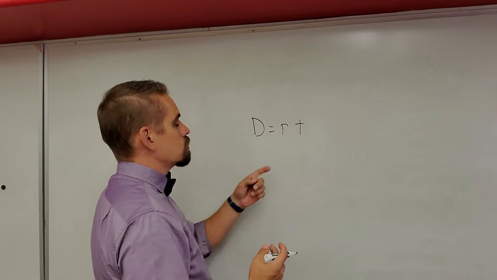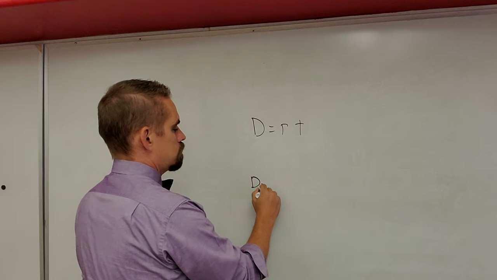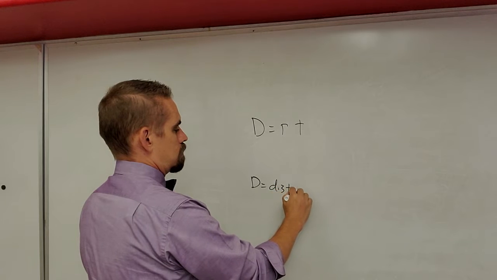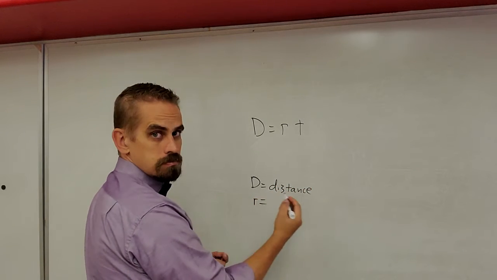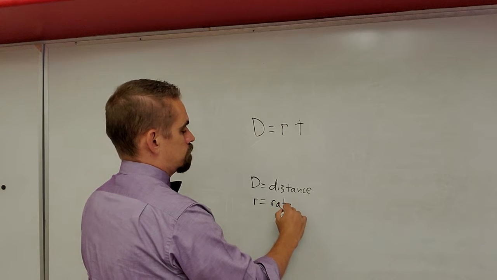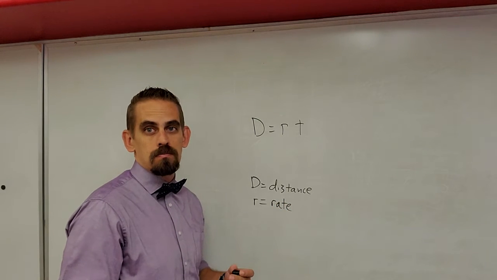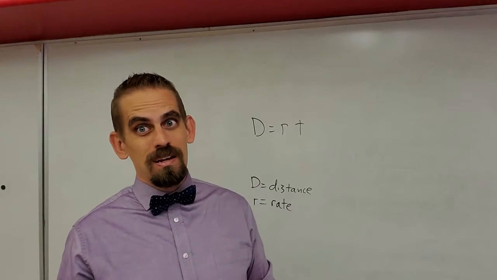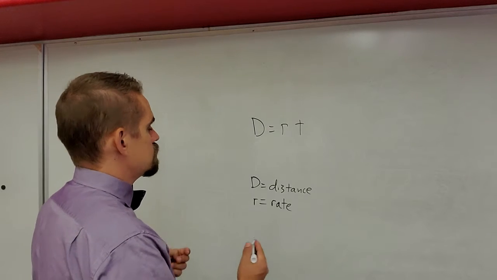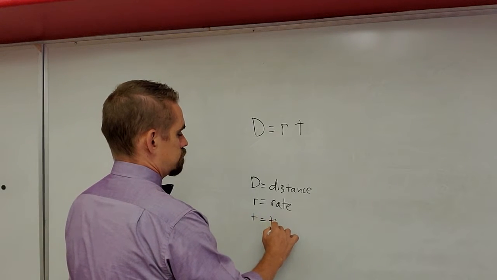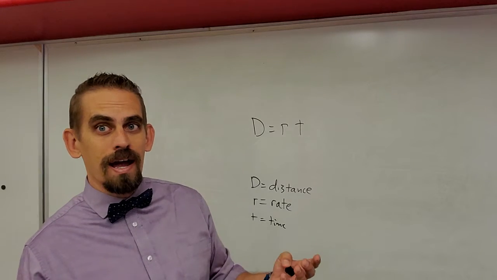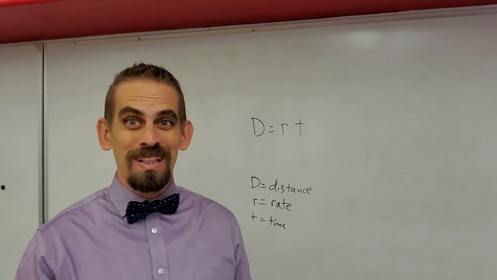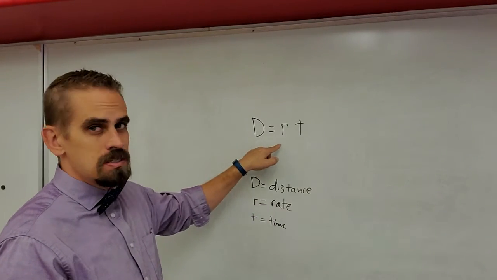So you've got your d, which equals distance, not s. R, that's your rate. Your rate is just how fast something is happening. So 20 miles per hour, 30 kilometers per second, 15 cookies per minute. It's just how fast something is happening. And there's time. A measurement of how long: hours, minutes, seconds, days, years, centuries, millenniums, all of those things. So distance equals rate times time.